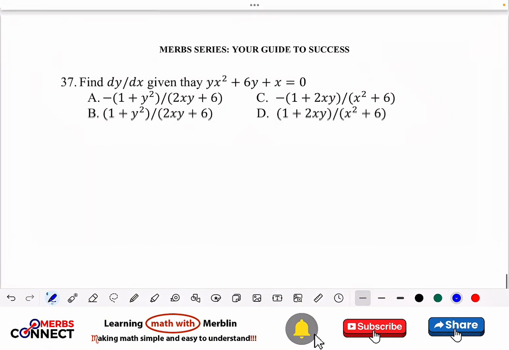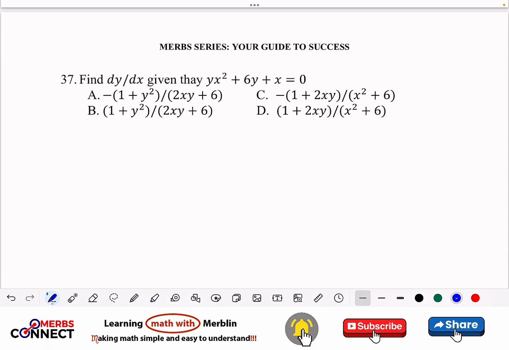Now we want to find dy over dx of this, so let's do that. I think we've done something like this. Yes, we've done something like this in the solution. I remember this one here. Oh no, this one is different. I think the one that we did was x y squared plus 6. So let's just do it again.